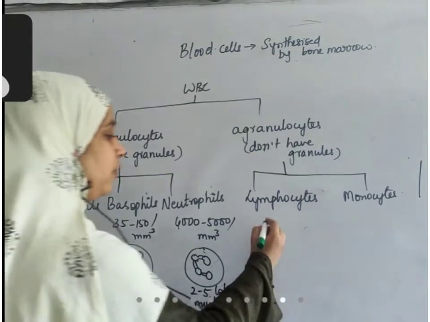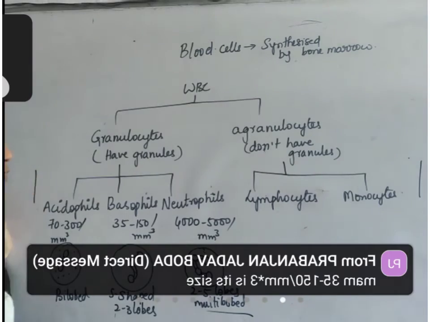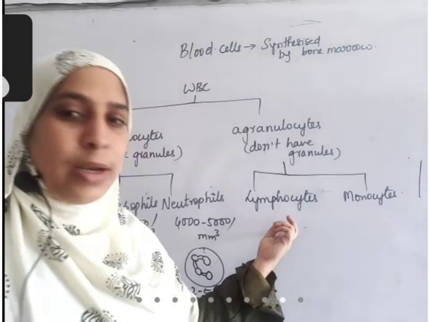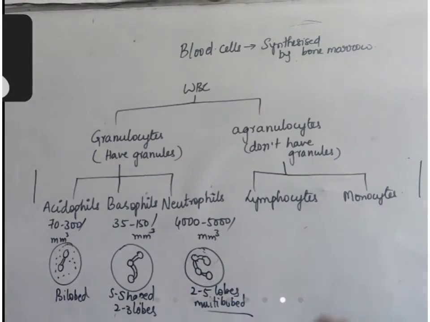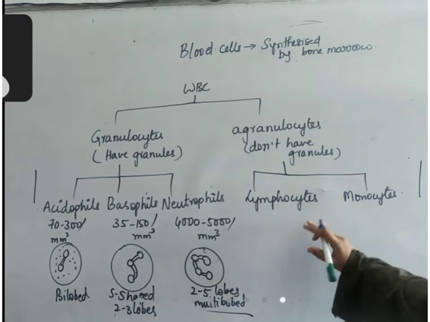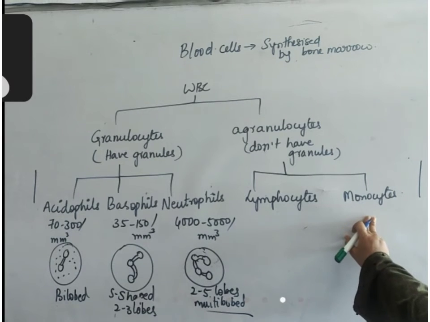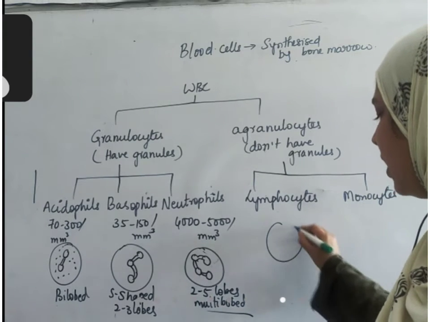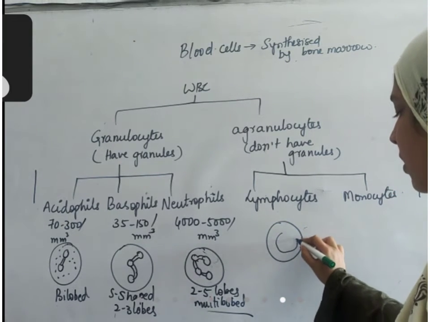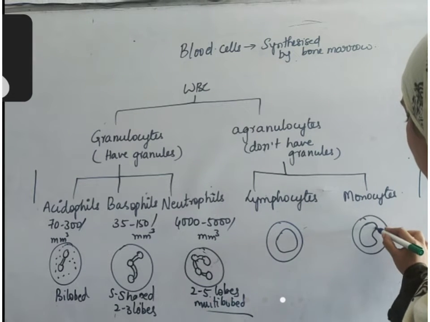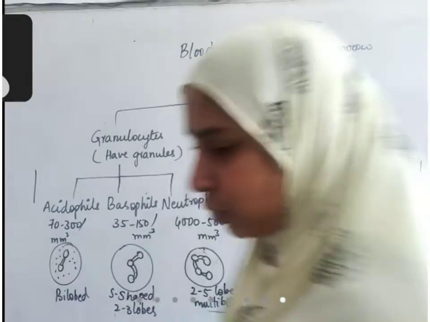In case of lymphocytes, what about the number of lymphocytes? Lymphocytes and monocytes are continuously in a fight with microorganisms that enter the blood. So the number is not constant. There are so many ups and downs in their numbers. What is the shape of the nucleus? Lymphocytes have an almost spherical nucleus. Monocytes have a kidney-shaped nucleus.